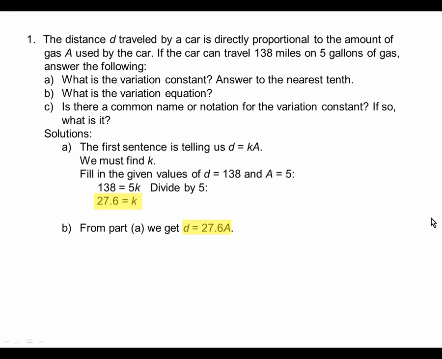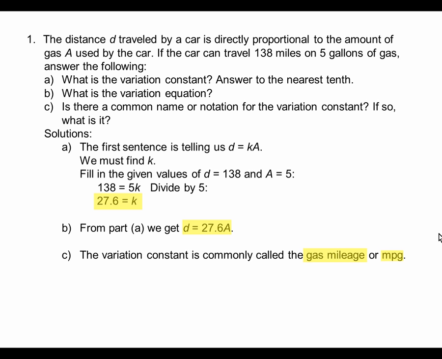Okay, part C, is there a common name or notation for the variation constant? If so, what is it? It's usually referred to as your mileage, your MPG, your miles per gallon. So it's sometimes called gas mileage or just simply mileage. So the variation constant is commonly called gas mileage or MPG. And notice, you're getting 27.6 miles to the gallon, which is pretty good, I guess.